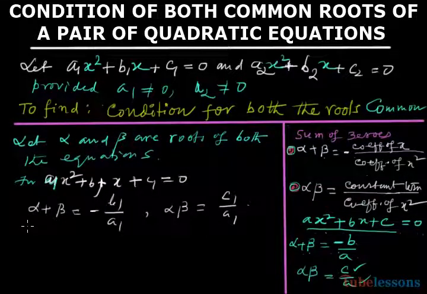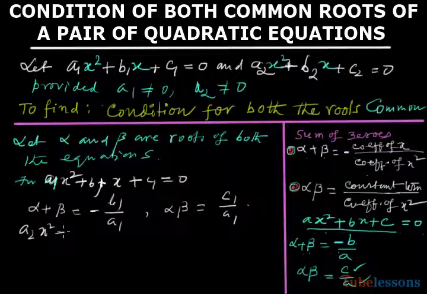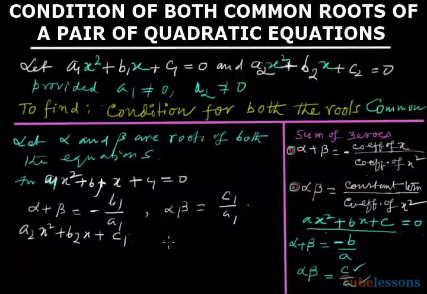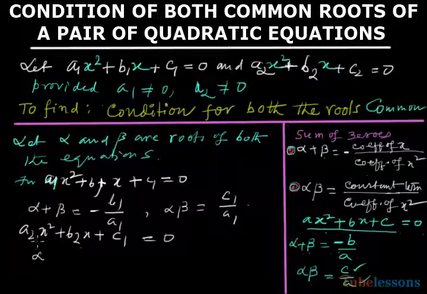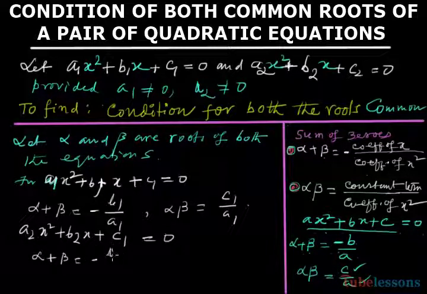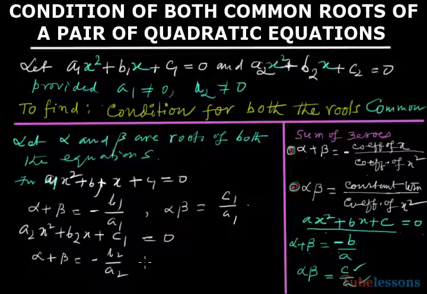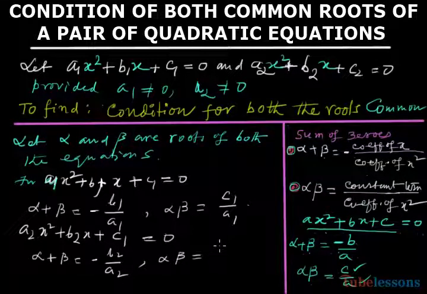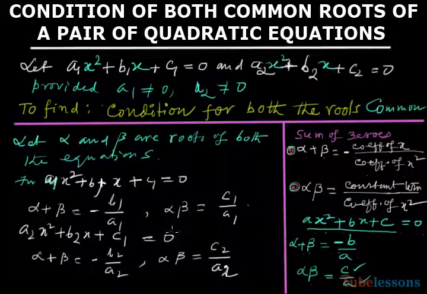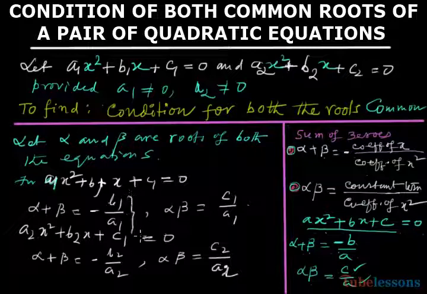Now our second equation is a2x square plus b2x plus c2 equals 0. Since alpha and beta are the roots of this equation also, we get alpha plus beta equal to the sum of the zeros, that is minus b2 by a2, and alpha beta equal to c2 by a2. So clearly these two values are equal.